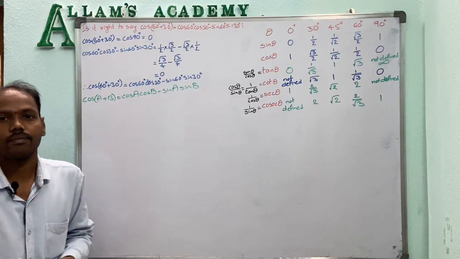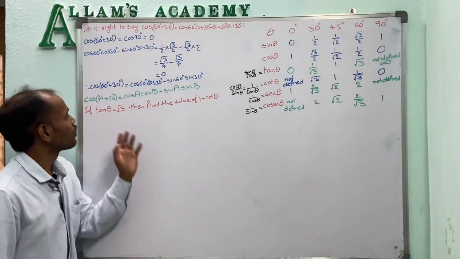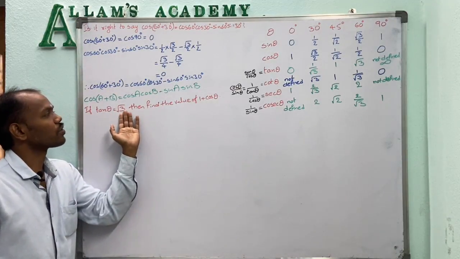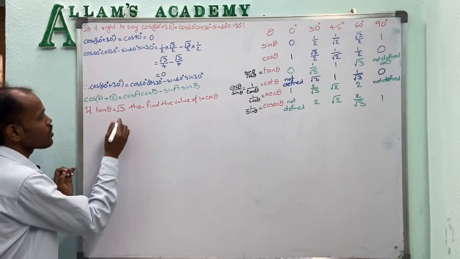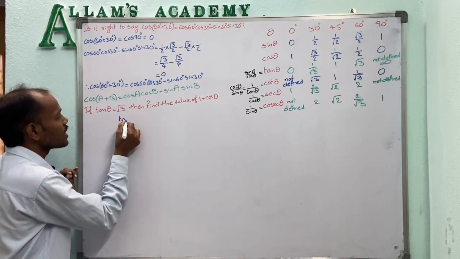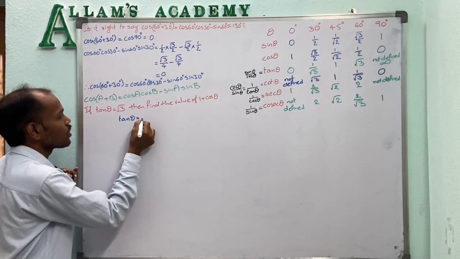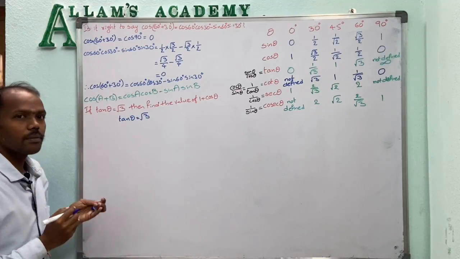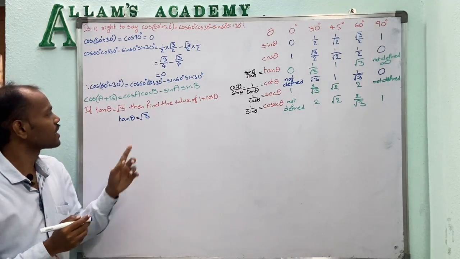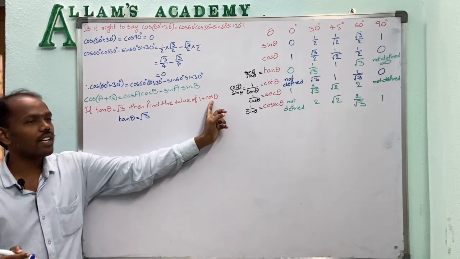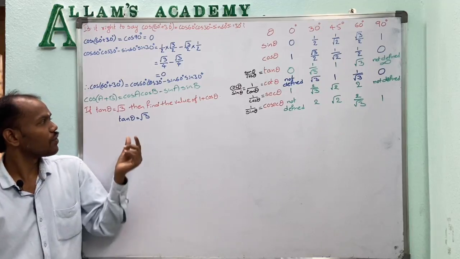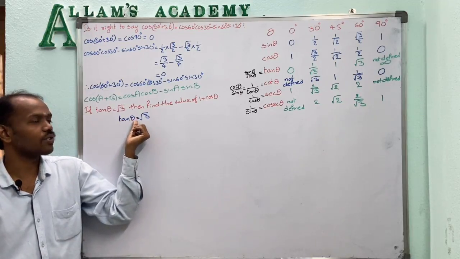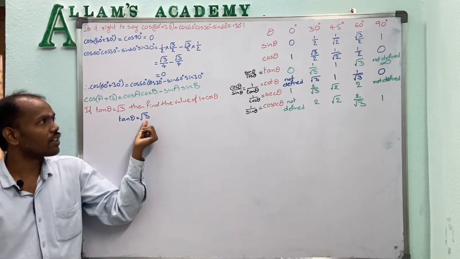Okay. Next, if tan theta equals root 3, then find the value of 1 plus cos theta. So given tan theta equals root 3, here we have to find the theta value, and substitute the theta value here and find 1 plus cos theta. So for finding theta, given tan theta equals root 3.